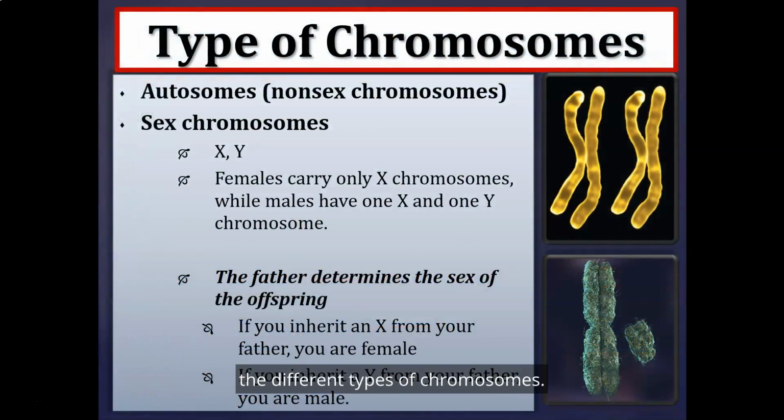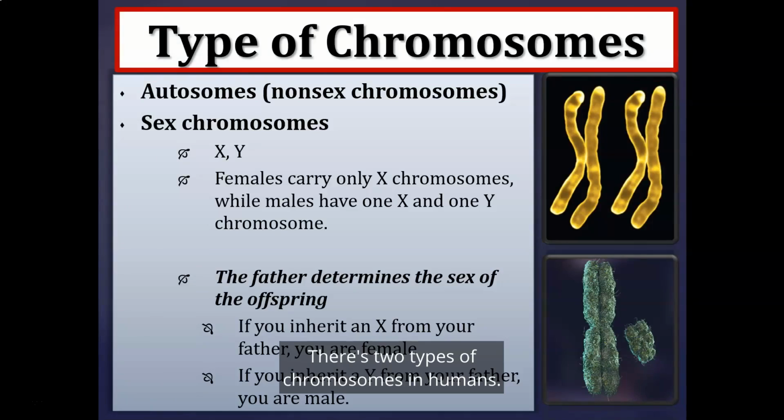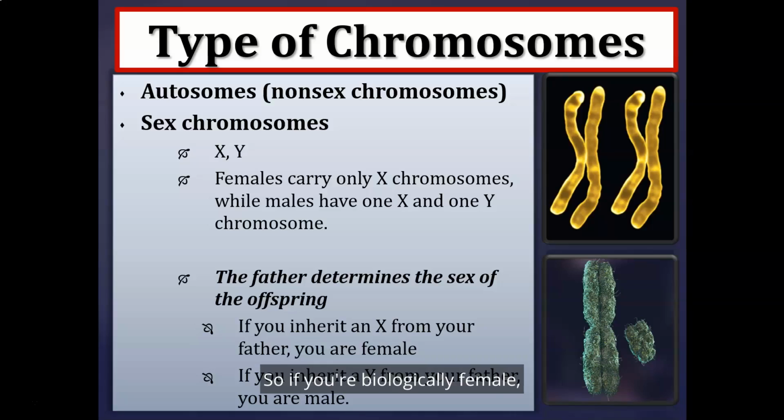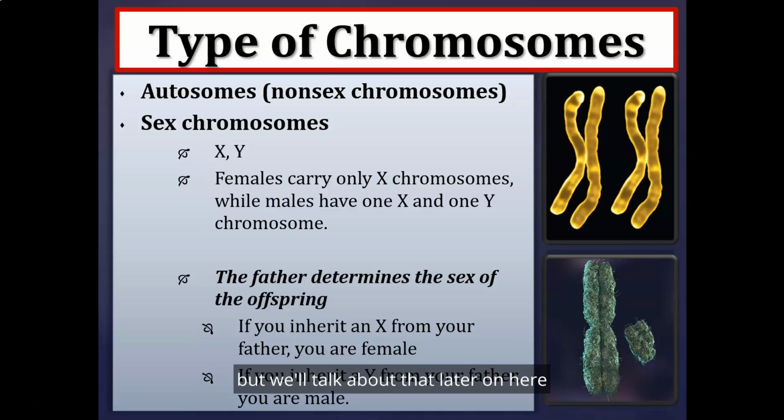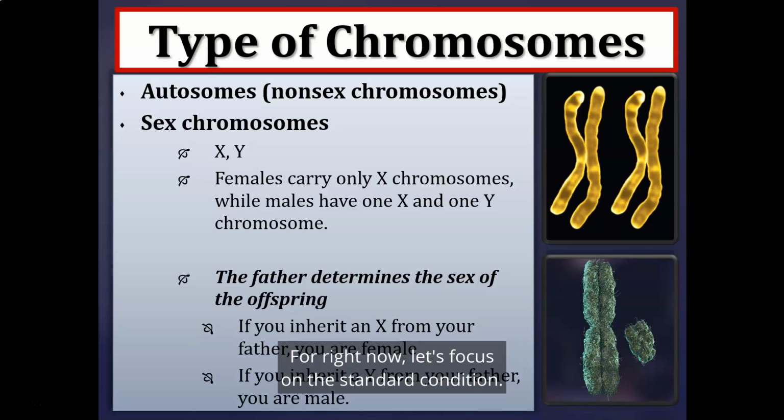All right, let's talk about the different types of chromosomes. There's 2 types of chromosomes in humans. Pair number 1 through 22, those are called autosomes. And then your 23rd pair would be your sex chromosomes. If you are biologically female, then you carry only X chromosomes. You are XX on your 23rd pair. If you are biologically male, you have 1 X chromosome and 1 Y chromosome. Now, there are actually some chromosomal aberrations and abnormalities that result in extra sex chromosomes or missing sex chromosomes, but we'll talk about that later on here in this PowerPoint. For right now, let's focus on the standard condition.